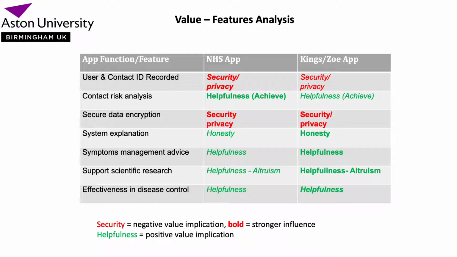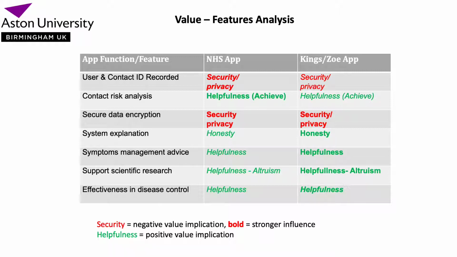The following is a reduced version of Table 2 of the paper. Here we can see how the app function feature, security data encryption, has a negative implication in both apps, and it's very negative. Security and privacy values are involved here and have a negative impact on them. While, for example, the feature system explanation in the case of the Sawyer application has honesty, with a stronger positive influence than in the case of the NHS app, for the function feature content risk analysis it is the opposite. The NHS application has the value of helpfulness, achievement of helpfulness, with a higher positive impact.